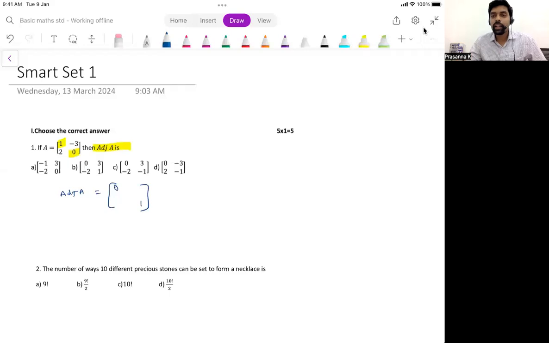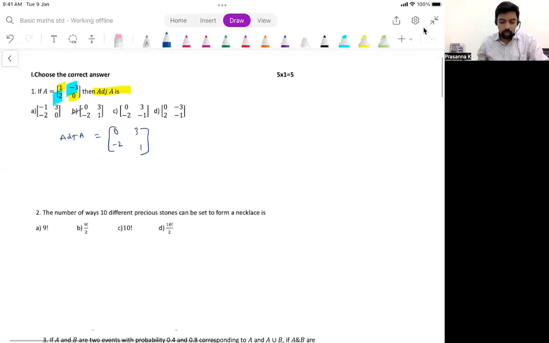Then for the other elements, you have to change the sign. The remaining elements are minus 3 and 2. For that, you have to change the sign. So minus 3 becomes plus 3 and plus 2 becomes minus 2. This is the adjoint of A, option B.